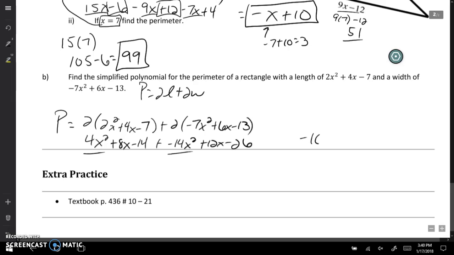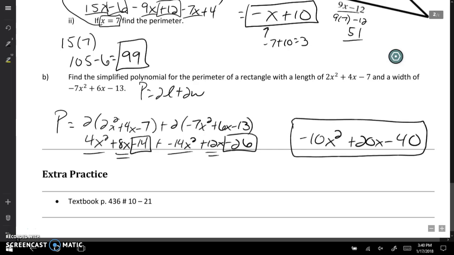Combine your like terms. 4x squared minus 14x squared, negative 10x squared. 8x plus 12x is plus 20x. Negative 14 minus 26 is minus 40. There is the expression for the perimeter of my rectangle.